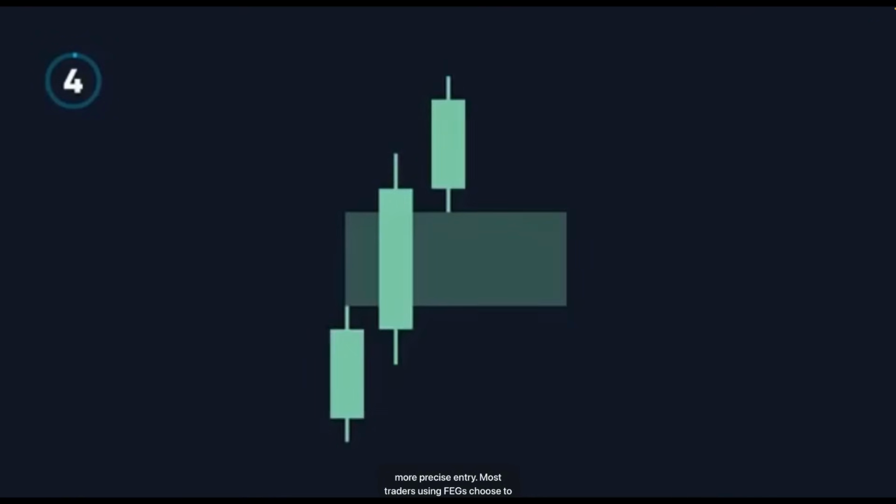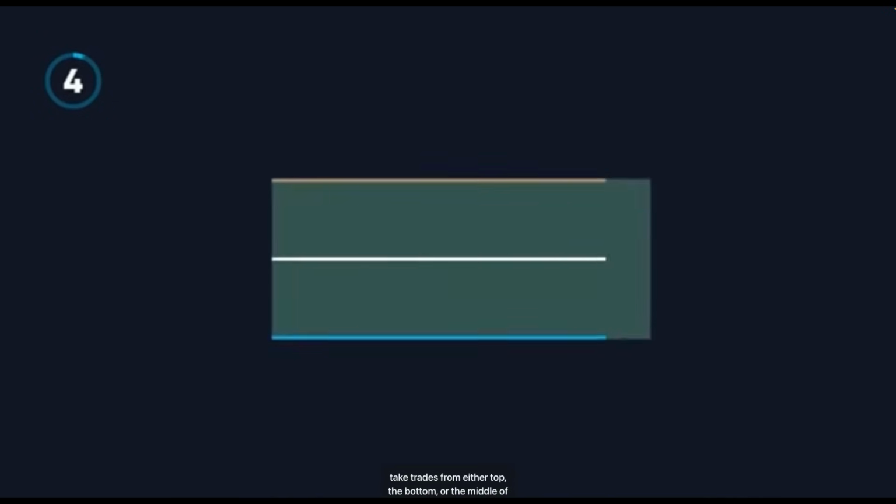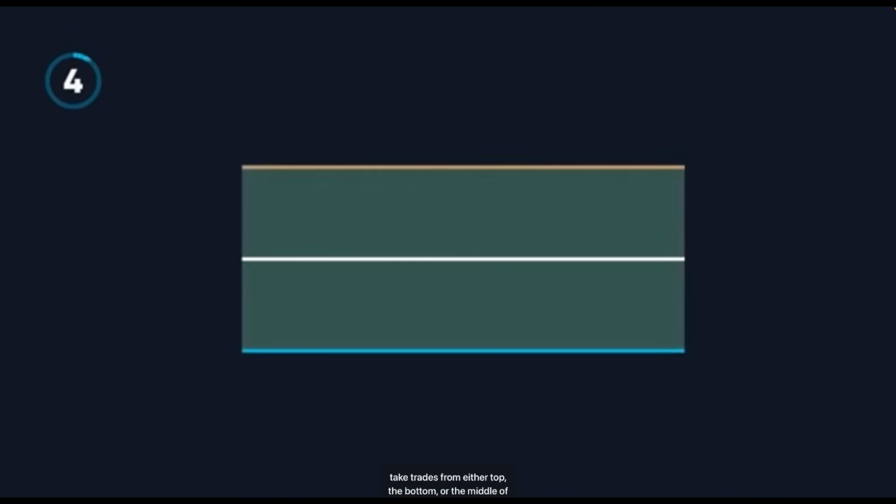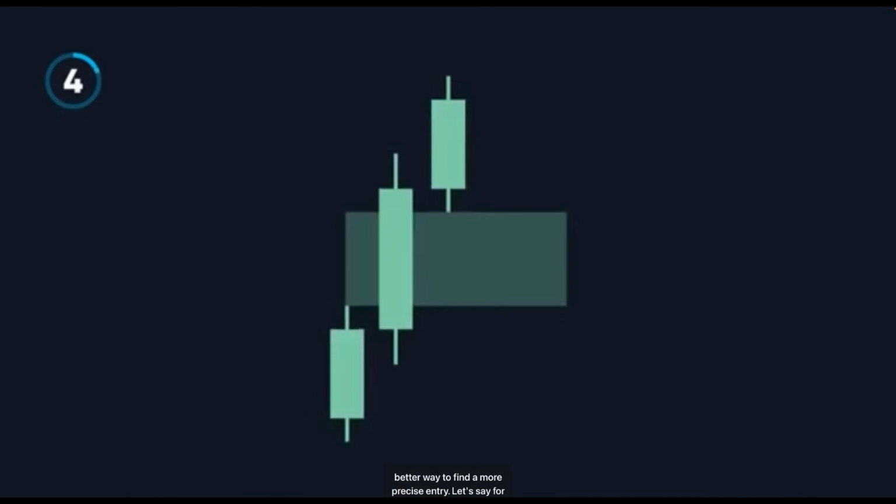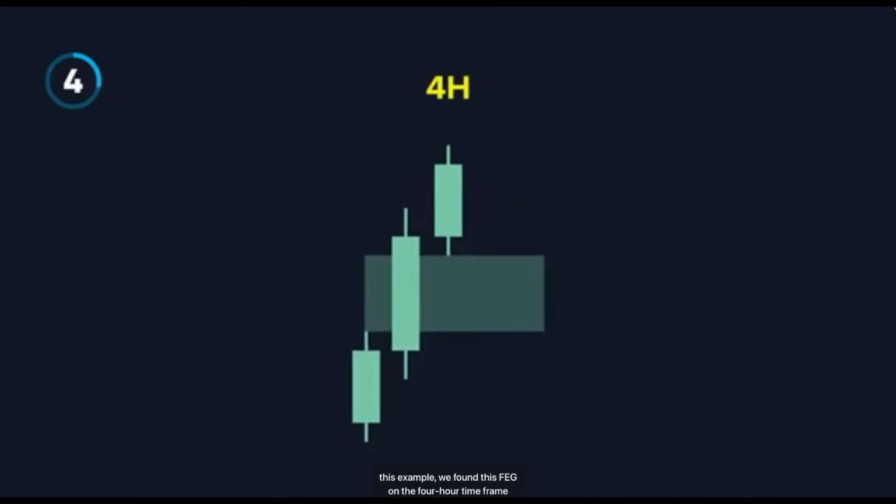Most traders using FVGs choose to take trades from either the top, the bottom, or the middle of the gap. And while this isn't a wrong way to trade, there is a better way to find a more precise entry. Let's say for this example, we found this FVG on the 4-hour time frame, which is giving us quite a large range that the price could potentially reverse from.